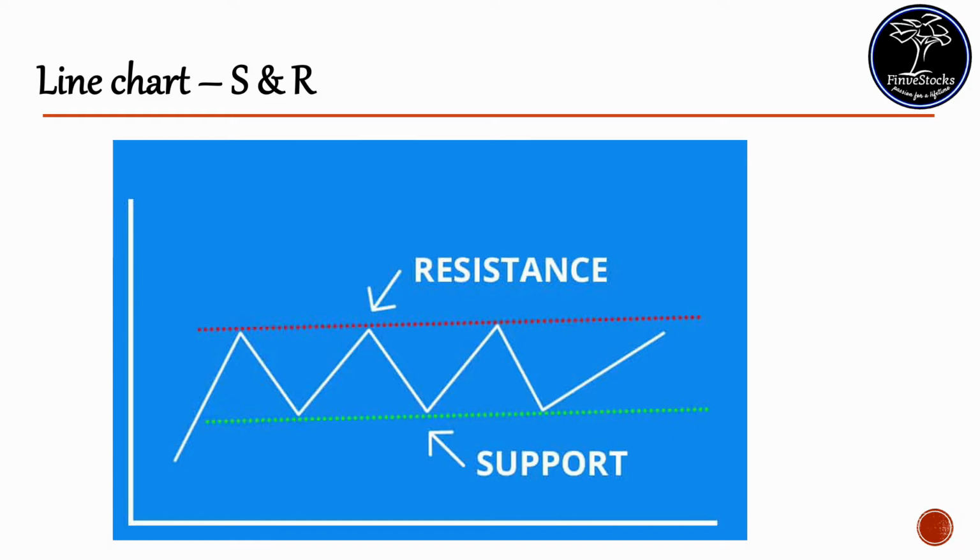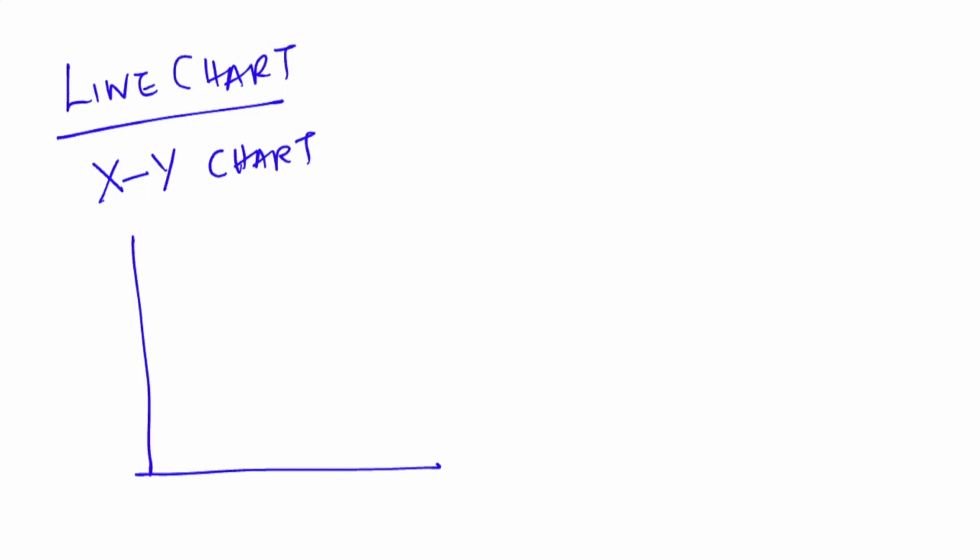Let's see how to plot a line chart. A line chart is normally an XY chart. XY chart means it's a 2D chart wherein on the base it is the X-axis and on the vertical side it is the Y-axis. In the Y-axis we will note the price of the stock. On the X-axis it will be duration. The duration can be in seconds, minutes, hours, days, weeks or months. So we will represent price on the Y-axis.